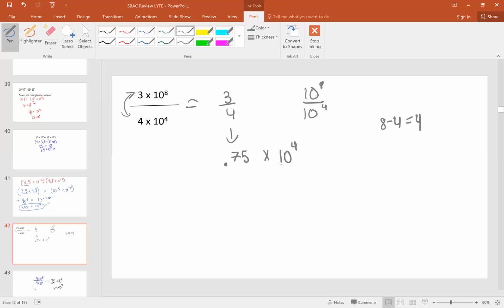Now, the real question is, am I done? I look again and I see, is 0.75 times 10 to the 4th, is the 0.75 a number between 1 and 10? No. So what would I do? I would now move this one place to the right, 7.5. Now, anytime I move a decimal to the right, the exponent goes down. So that would be 10 to the 3rd power, right? So your final answer is 7.5 times 10 to the 3rd power.